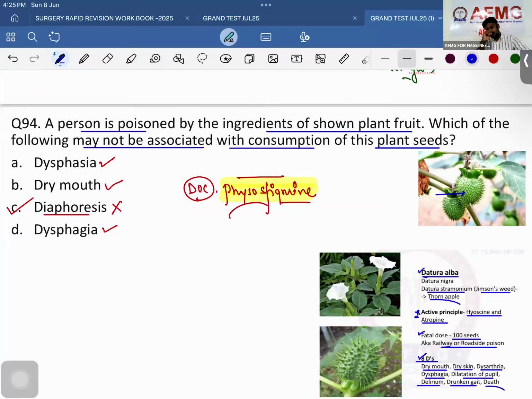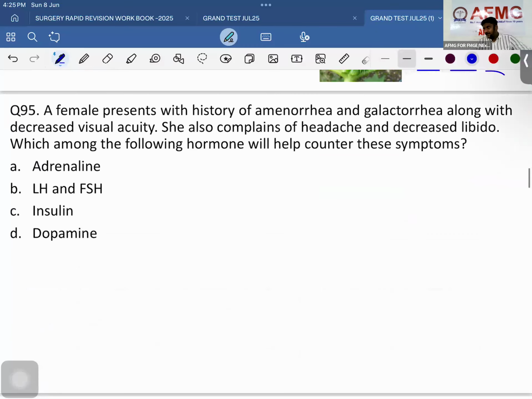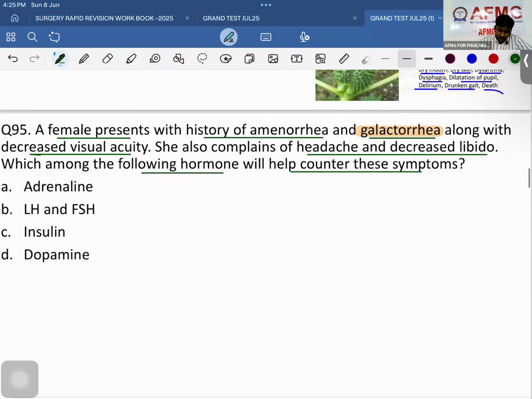Pyridostigmine is the drug of choice for myasthenia gravis. Okay, very good. Now here we have a question which states a female presents with a history of amenorrhea, that is no menses, along with galactorrhea, that is excessive milk production, which can leak out at times. Along with decreased visual acuity, she also complains of headache and decreased libido. Libido is sexual desire. The sexual desire of this female is less. Which among the following hormones will definitely help counter these symptoms of the patient? What is the diagnosis? What do you think?